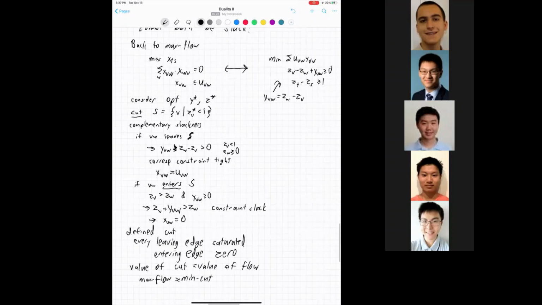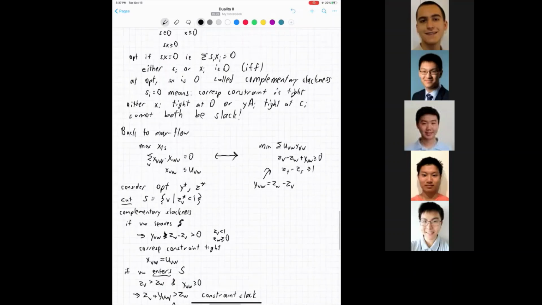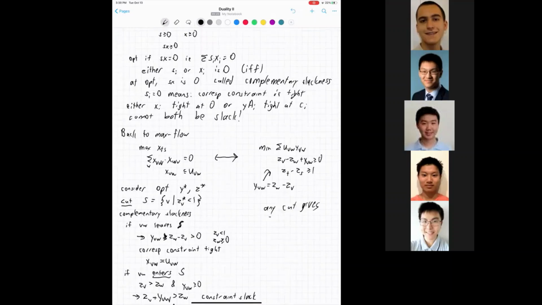So just by applying complementary slackness, we got max flow min cut. Right? Notice that any cut gives a dual solution here. How do I transform a cut into an assignment of lengths to edges? Well, I just set YVW equal 1 for cut edges. And I claim that this is a feasible solution to this linear program. How come?